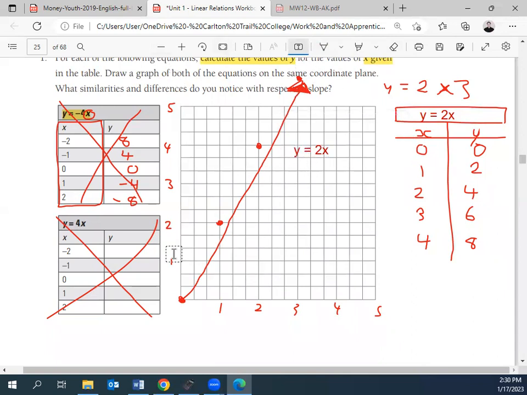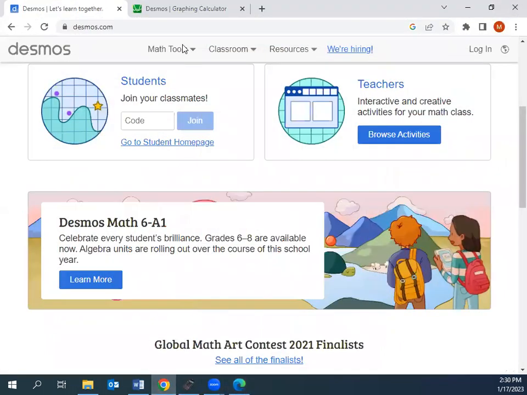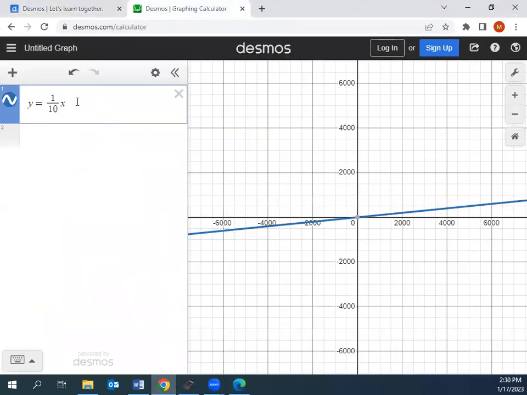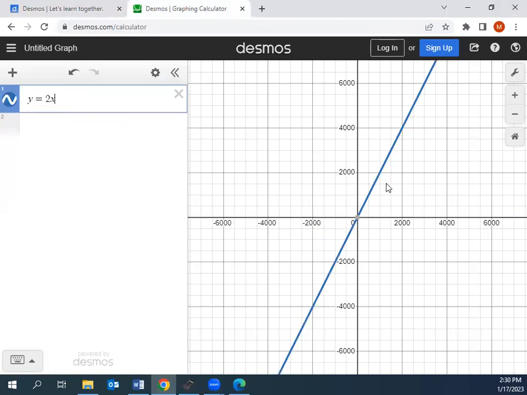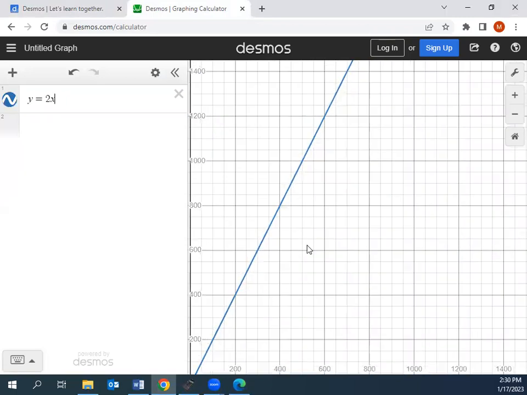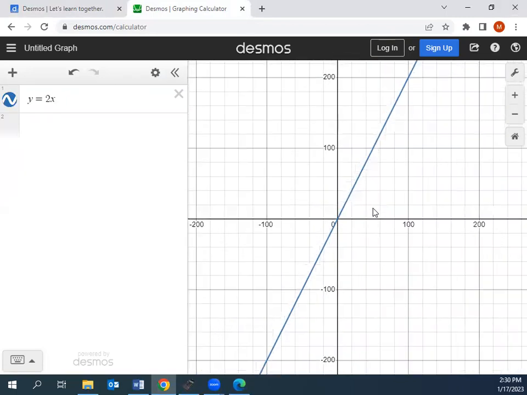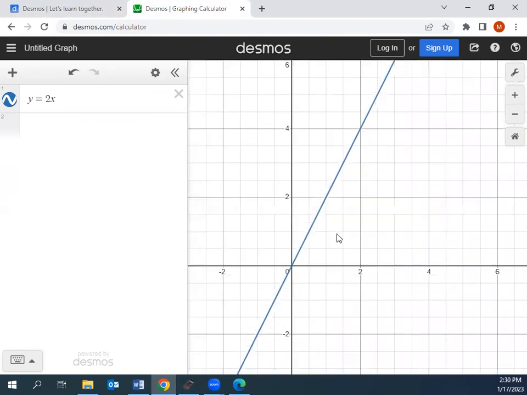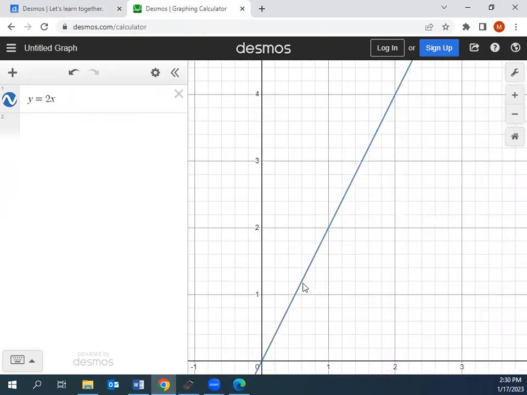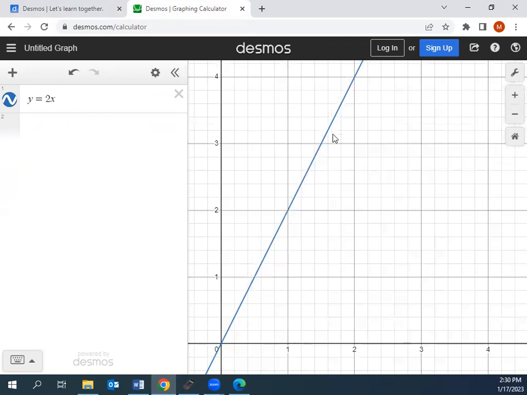I'll give you a second. I'll come back to this. So if I put y equals 2x right here, I can see that this is the line that we just made. This is the line that we had just made here.